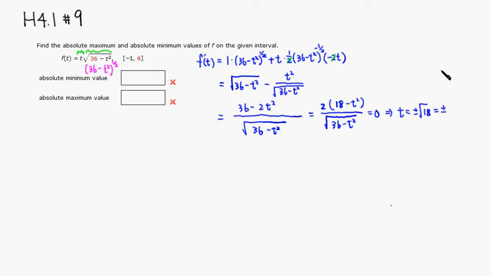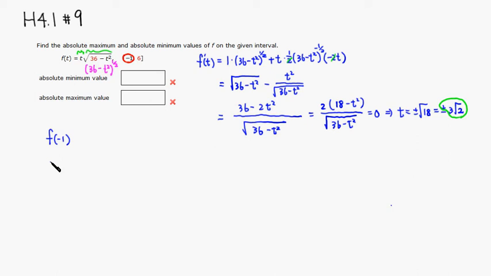18 is 9 times 2, so it's 3 square root of 2. Since the interval is from -1 to 6, negative 3 square root of 2 is too small. So the only critical number we need to consider is positive 3 square root of 2. So there are 3 possible places. We have to consider f of the left endpoint, -1.